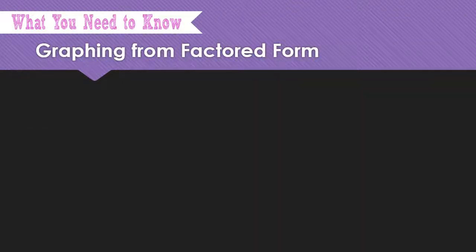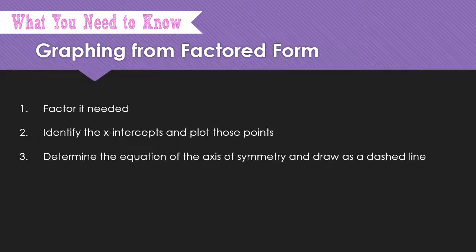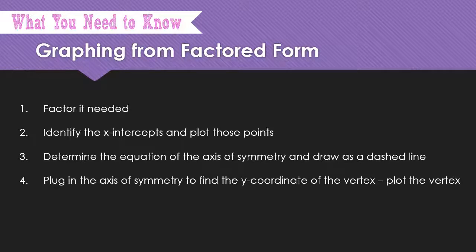Now, if we want to graph the factored form, first we need to factor if needed. If we started in standard form, we could factor it to put it into factored form. Identify the x-intercepts, and then plot those points first. We determine the equation of the axis of symmetry, and we draw it as a dashed line. We plug the axis of symmetry in to find the y-coordinate of the vertex, and then plot the vertex. So first we plot our x-intercepts, then draw our axis of symmetry, then plot our vertex. The fifth step is to sketch the graph, and it should be a U shape.